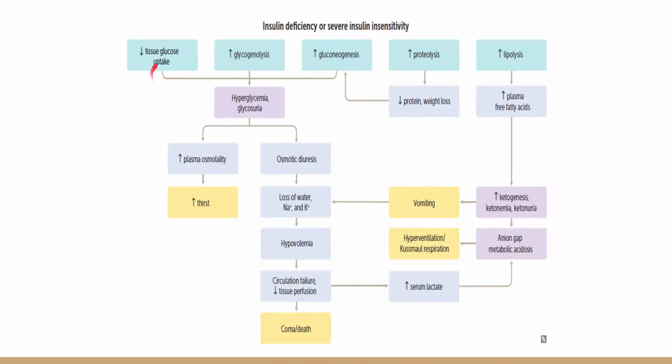So first off, insulin's supposed to increase glucose uptake. So now you don't have insulin, you decrease glucose uptake. Insulin's supposed to decrease this, now it's increased. So now you have more breakdown of glycogen. You'll have more production of glucose. So now you'll have hyperglycemic states, right? Which is mentioned here. You have hyperglycemia, and glycosuria is basically glucose in the urine.